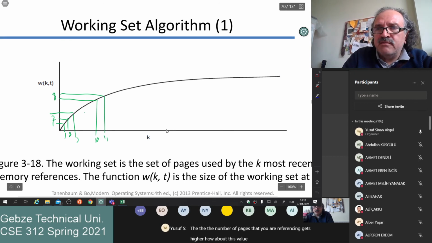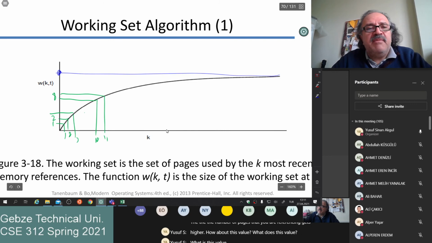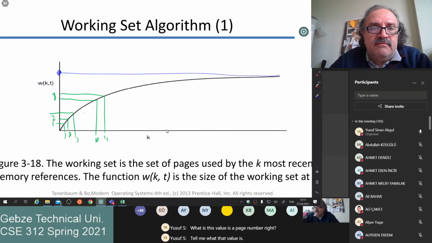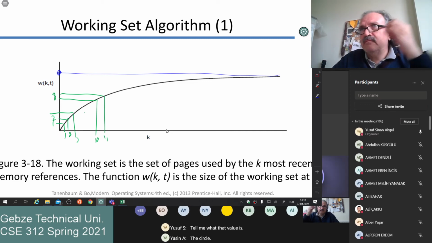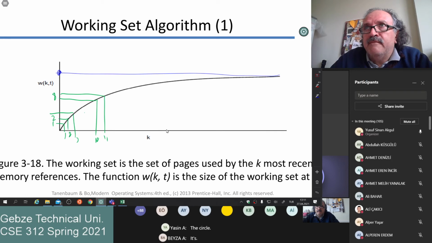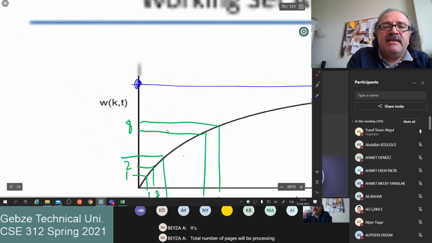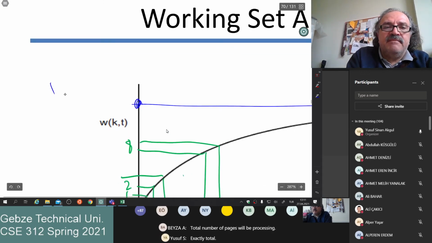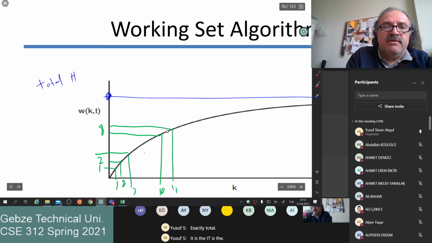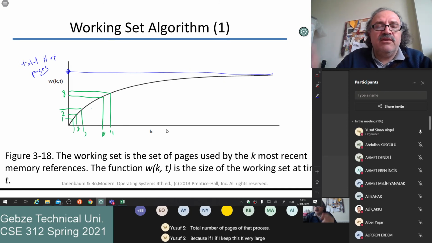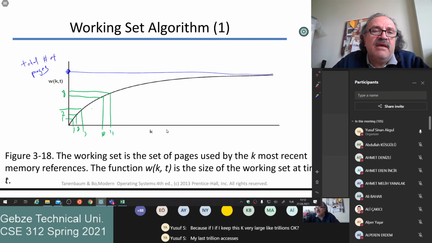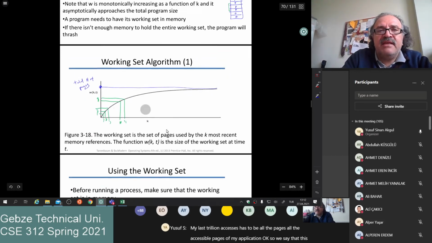How about this value? What is this value? This is a page number, right? Tell me what that value is. Exactly, total. It is the total number of pages of that process. Because if I keep this k very large, like trillions, my last trillion accesses have to be all the accessible pages of my application. So we say that this is asymptotically increasing.